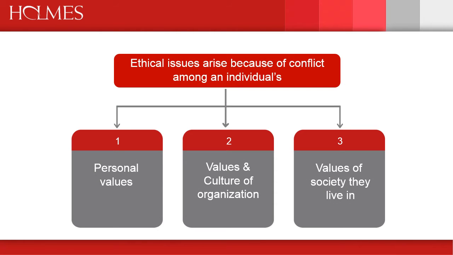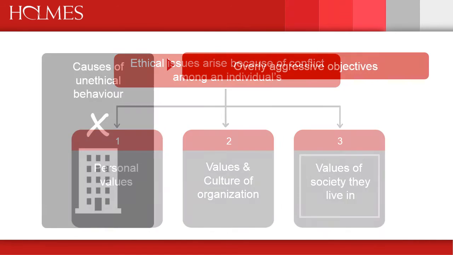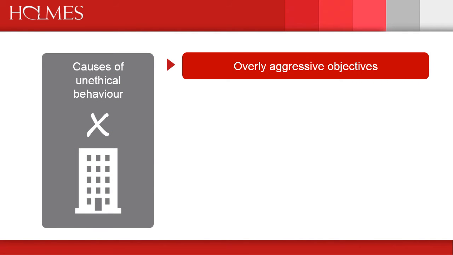Ethical issues arise due to conflict among individuals' personal values, organisational values or job characteristics, and societal values. Let's now identify prominent causes of unethical behaviour from an organisational perspective. Firstly, there's having to meet overly aggressive financial or business targets. For example, it would be unethical for the sales manager of XYZ Corporation to offer a bribe to the purchasing officer of ABC Corporation to release a purchase order for his products.